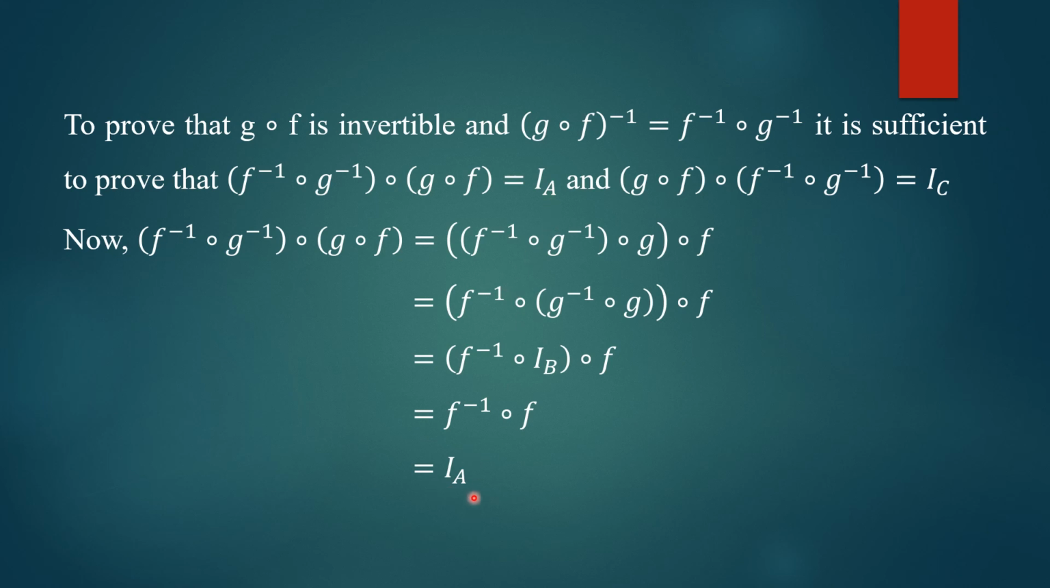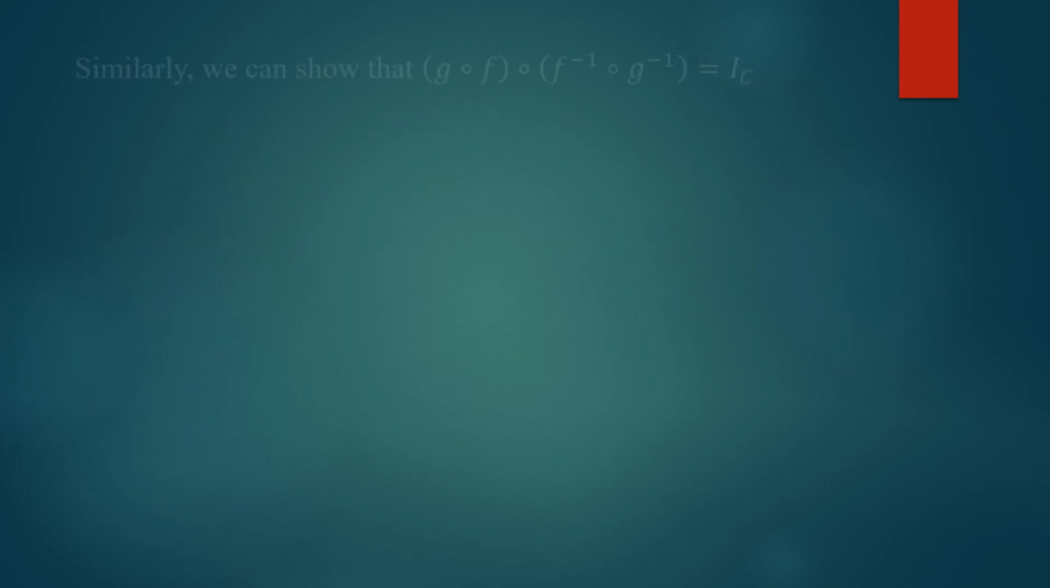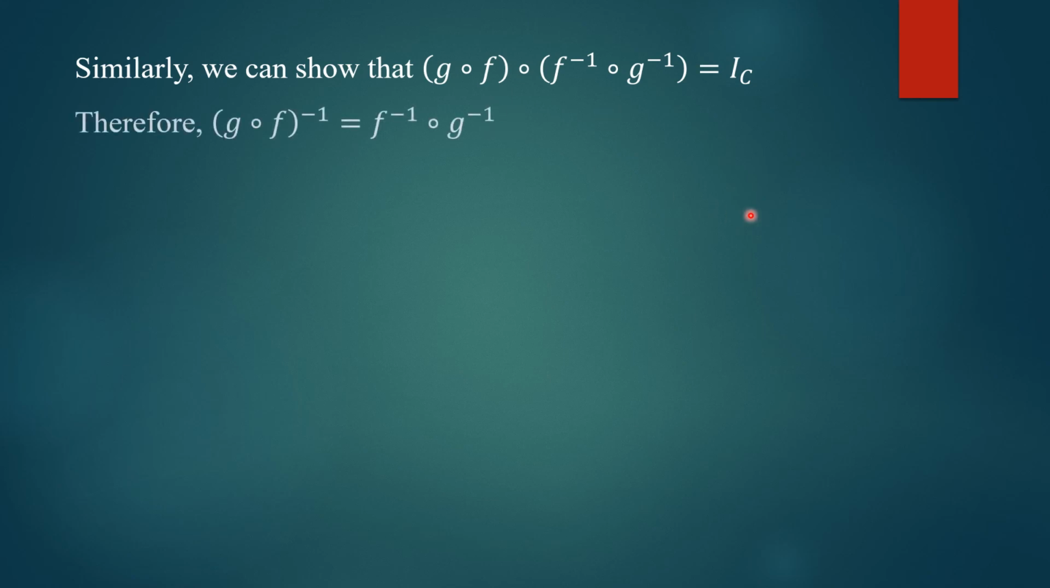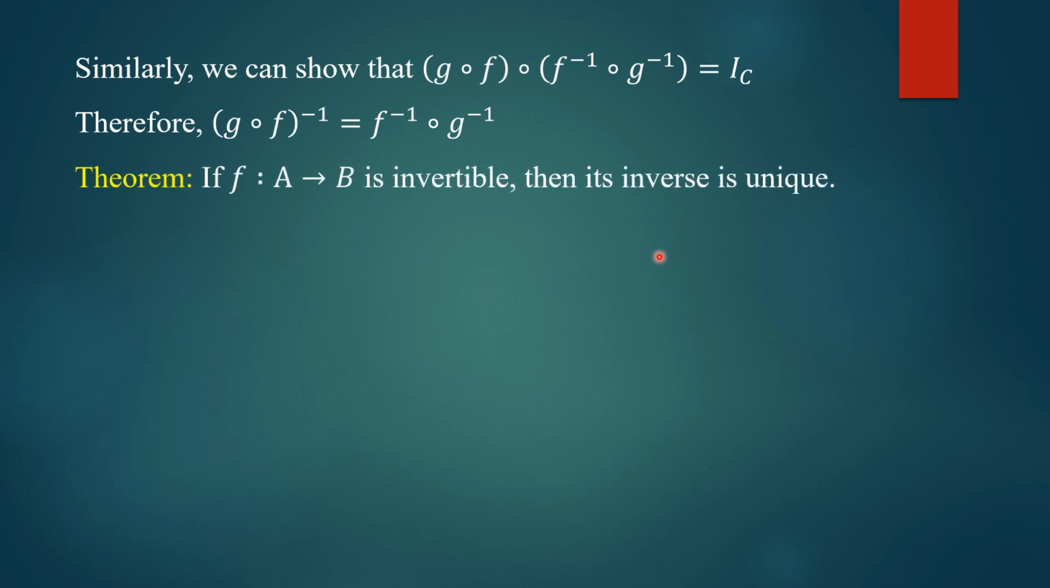Similarly you can show this one, you need not write it in your exam, just write similarly we can show that this is equal to this. Therefore the inverse of this function will be equal to this function, because the composition equals identity, so one function is the inverse of the other. Therefore GOF whole inverse will be equal to f inverse o g inverse. That is the completion of the theorem. Again you take another theorem.